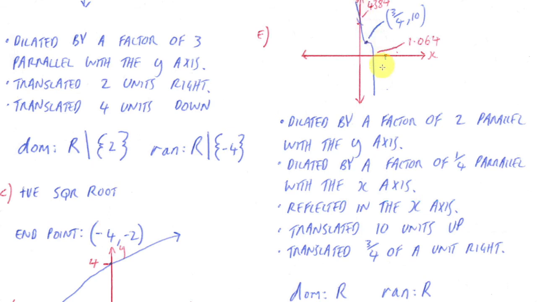As far as our domain and range is concerned, there's no restriction on it. We're covering all values of x and all values of y, so we say that the domain is R, the set of all real numbers, and the range is R, the set of all real numbers.